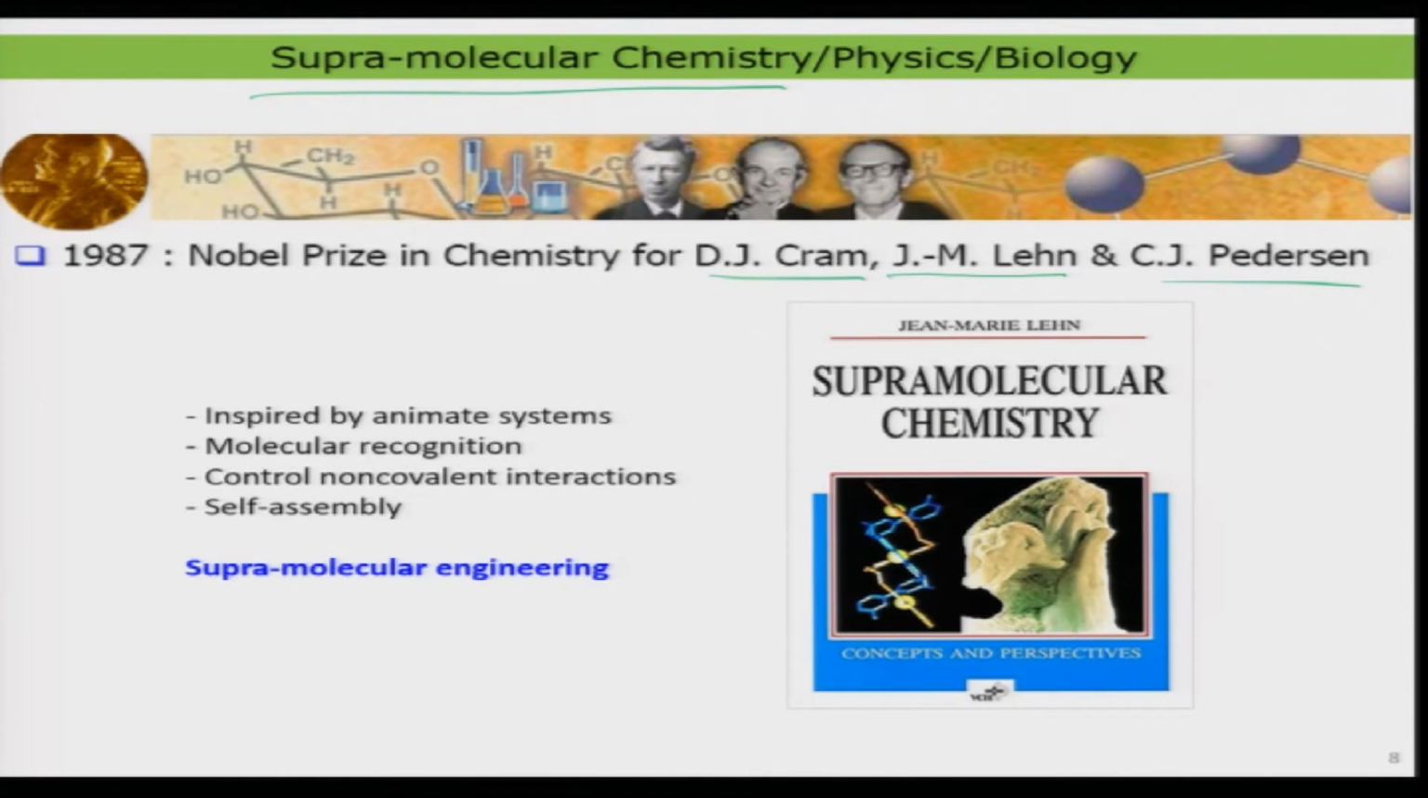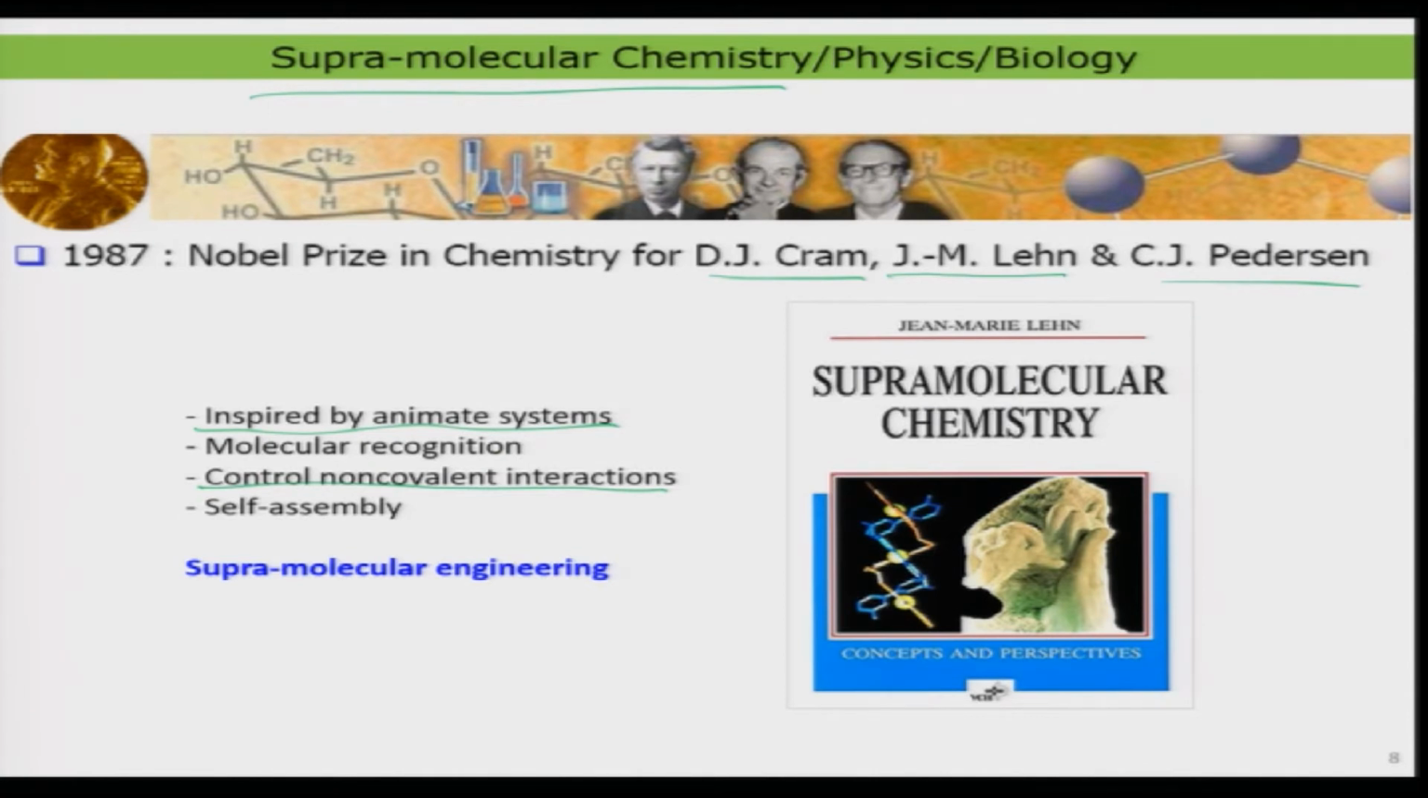And by looking at animate systems, one can strategize these sorts of interactions between molecules, and make use of this strategy to finally control the non-covalent interaction. That is the most important part. If you simply take two molecules and put them on a surface, they would self-assemble, as the name suggests. You do not have control.